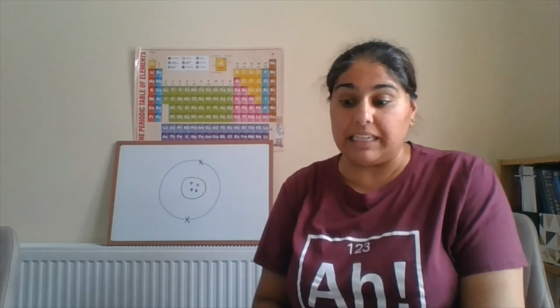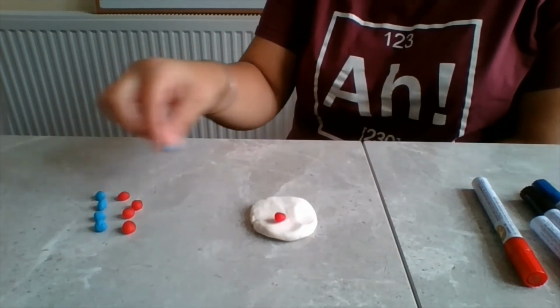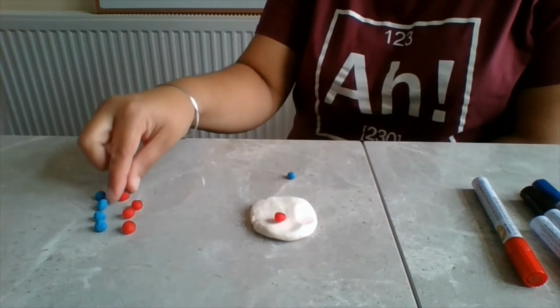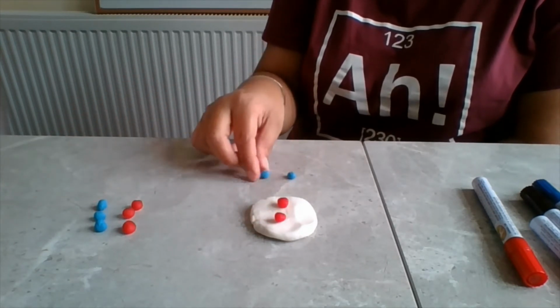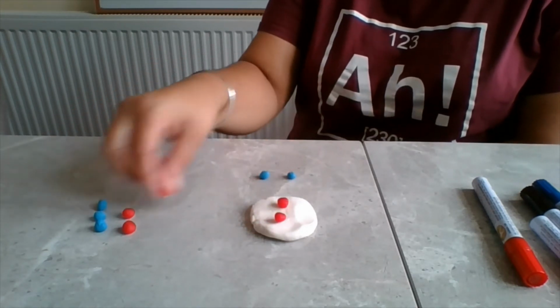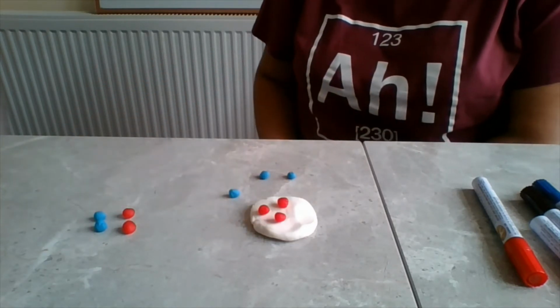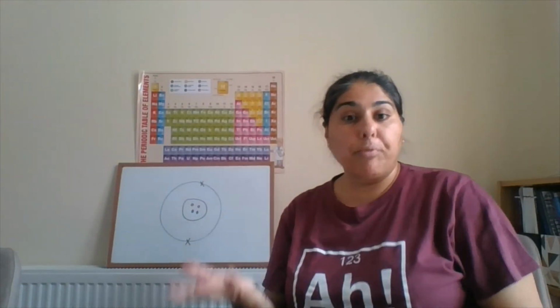Well, that basically means, if I show you my little demo, if I have 1 proton, I'm going to have 1 electron, which is on the outside of the nucleus. If I have 2 protons, I will have 2 electrons. If I have 3 protons, you've guessed it, I will have 3 electrons, and so on and so forth. So however many protons an atom has, that's how many electrons it will have.